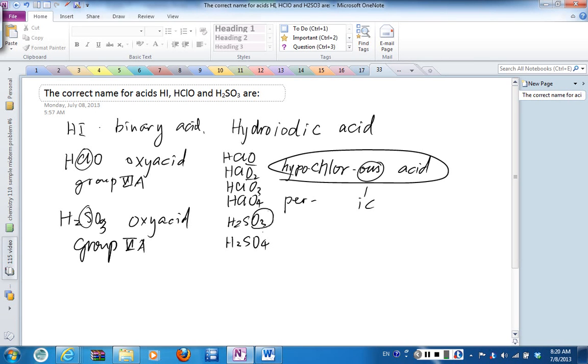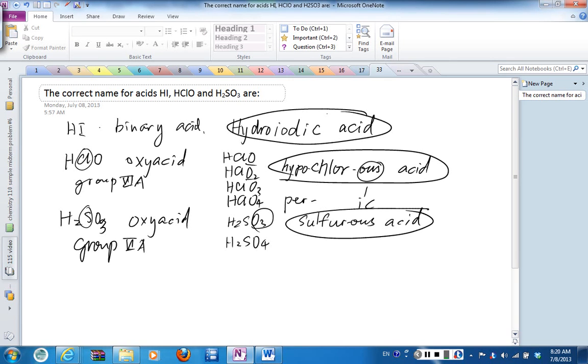The one with lower number, as we learned the rule before, would be the root sulfur with suffix us. This would make H2SO3 sulfurous acid, and for H2SO4 it would be sulfuric acid. These are the names of these 3 different acids.